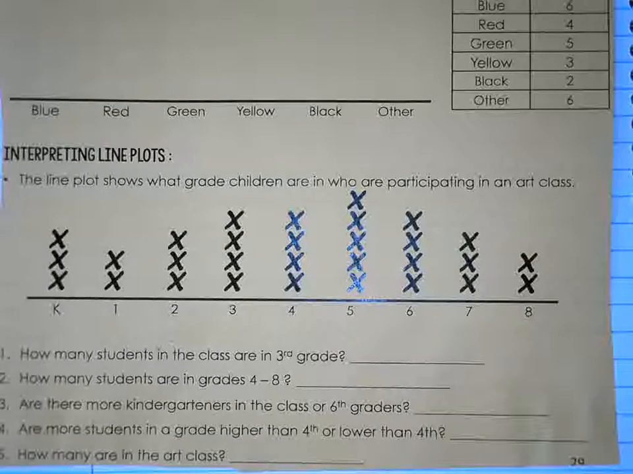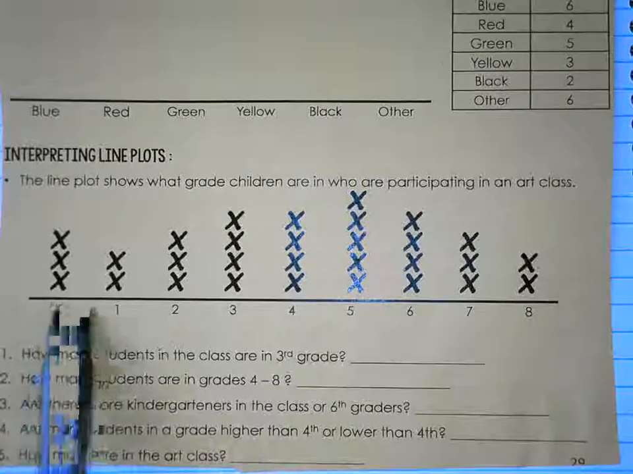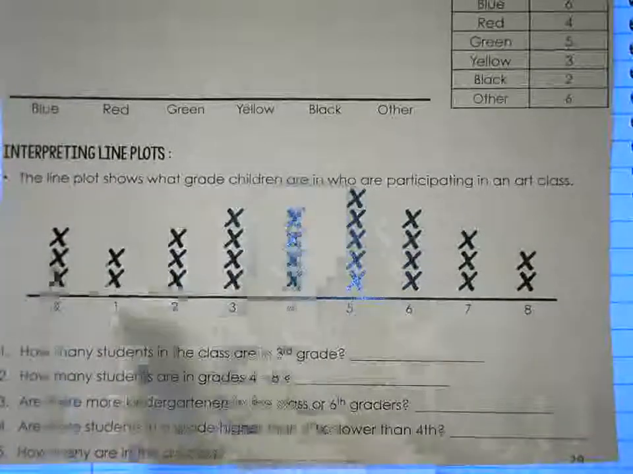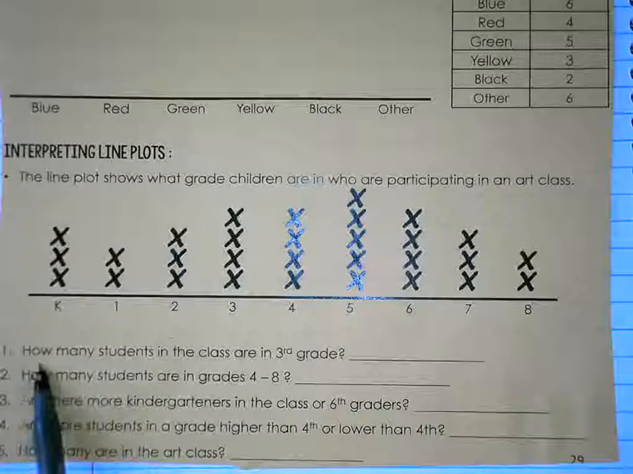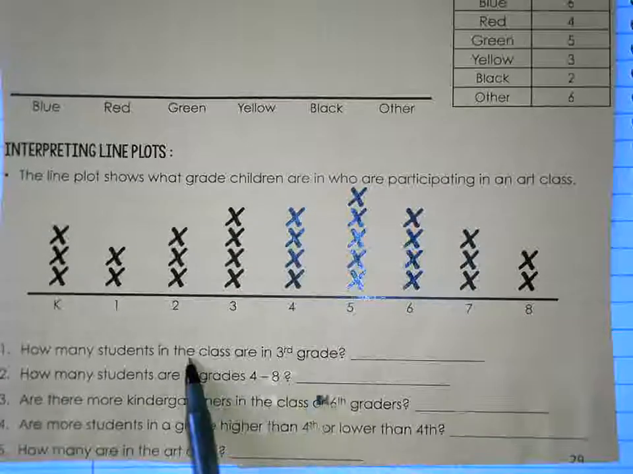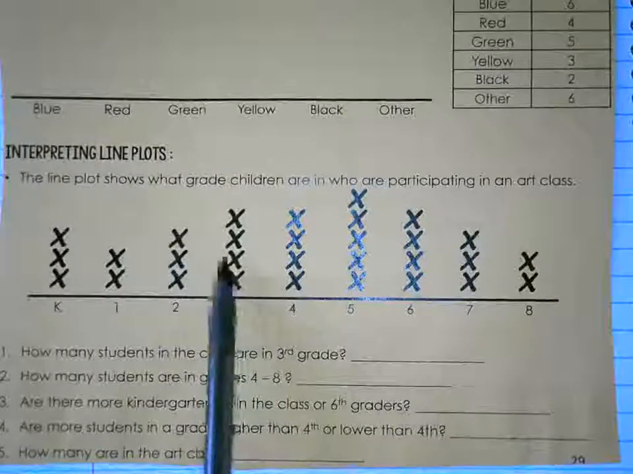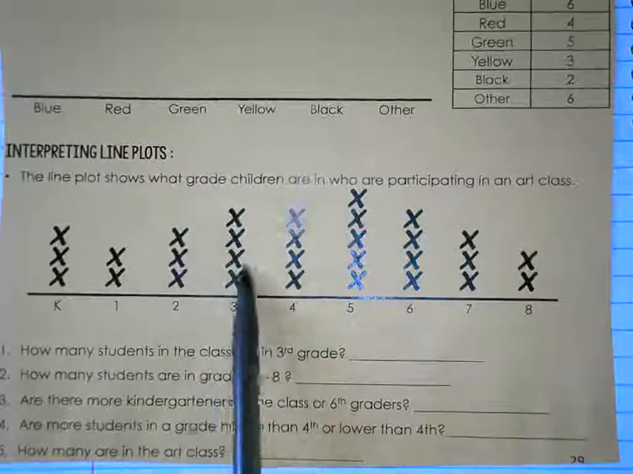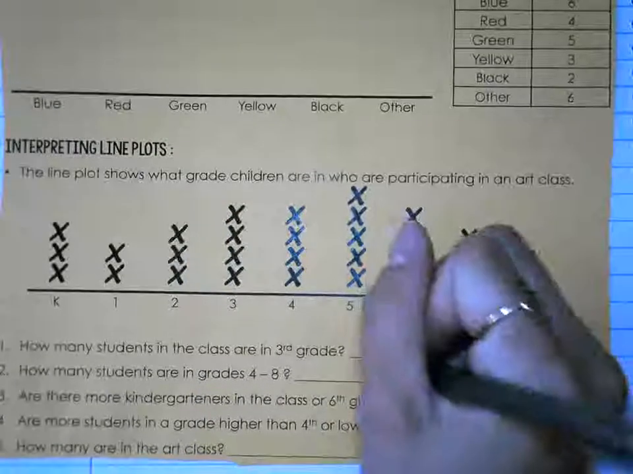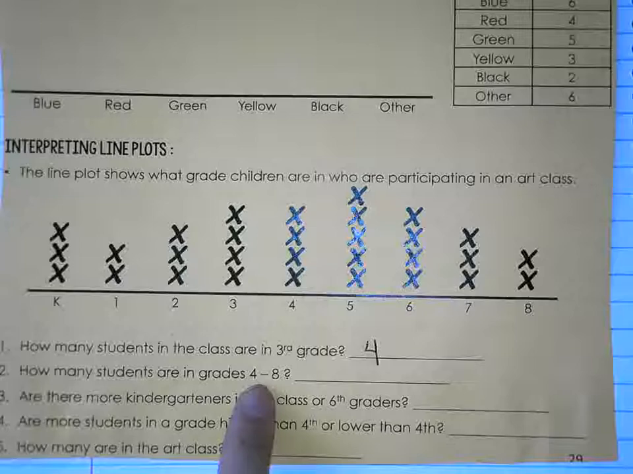So a line plot shows here what grade children are in who are participating in art class. So we have kindergarten through 8th grade participating in art class. So you just answer the questions that it asks you. It says, how many students in the class are in 3rd grade? Well, we see 1, 2, 3, 4 X's. That means there are 4 students. So your answer is 4.